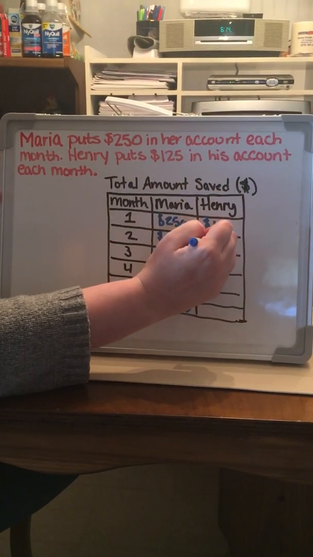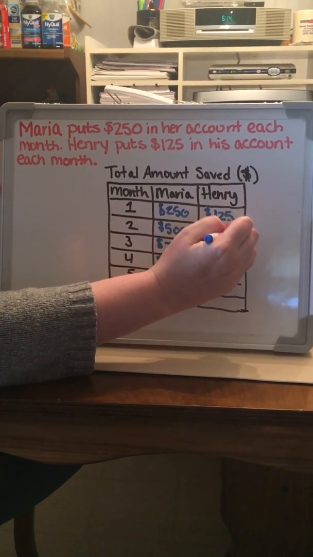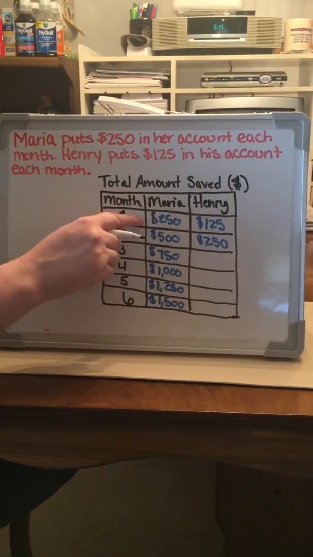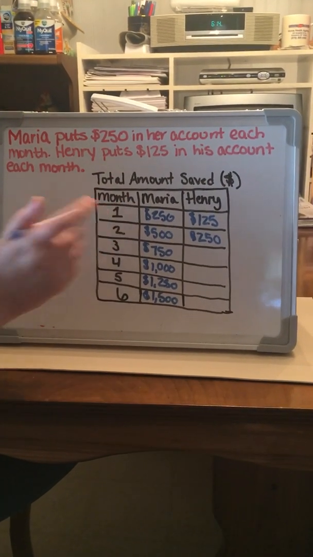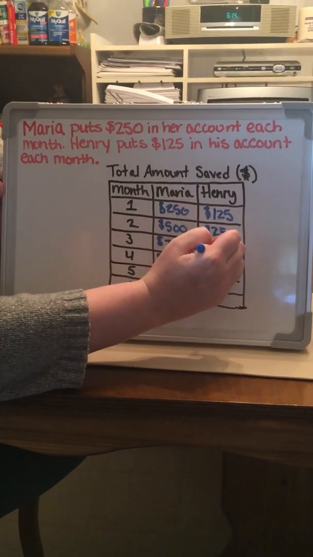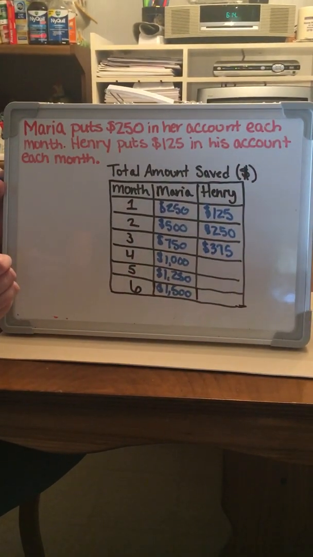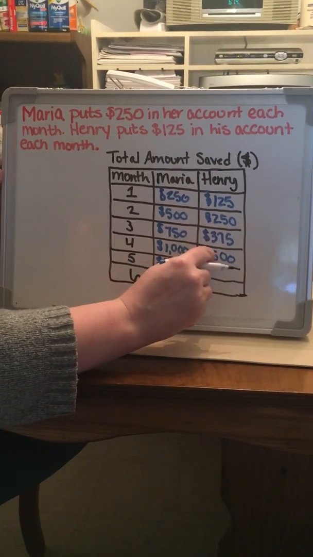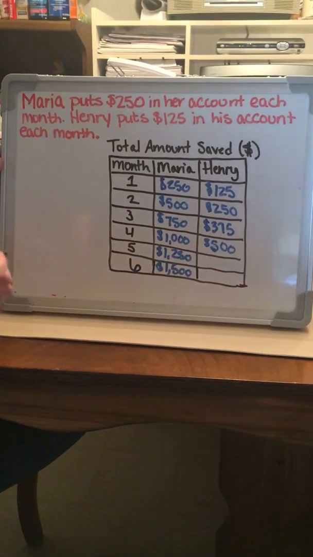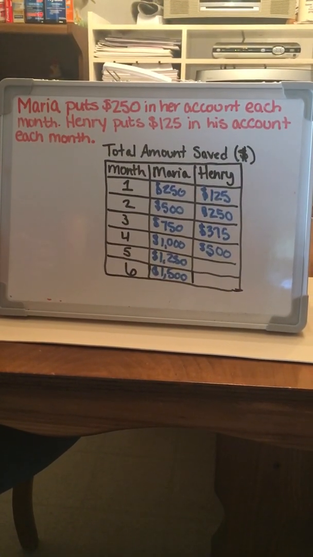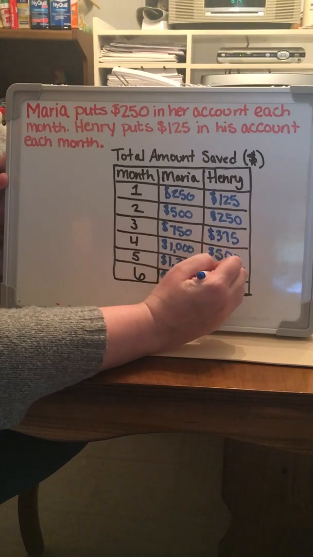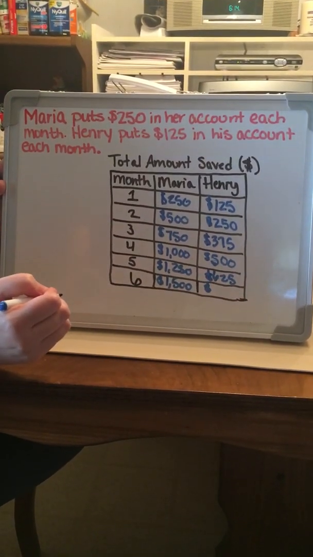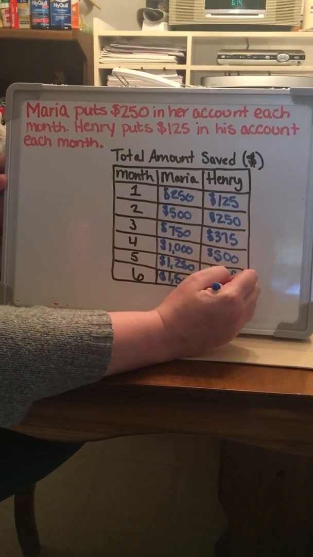So in month 2, if he added $125, he'd be up to $250. So he would actually be where Maria started the month before. If he adds another $125, he would be up to $375. Let me rewrite that. If he adds another $125, he would be up to $500. If he adds another $125, he would be up to $625. And then if he adds another 125, he would be up to 750.